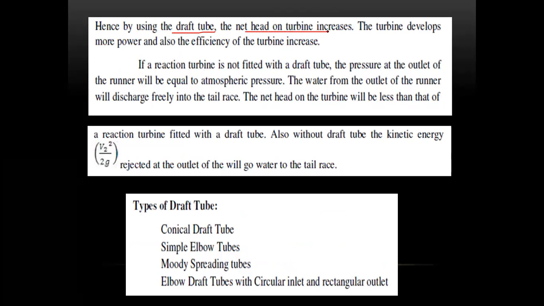That is why we use the draft tube. To increase the net head of the turbine, we are using the draft tube for the tail race. The turbine develops more power and the efficiency of the turbine increases.